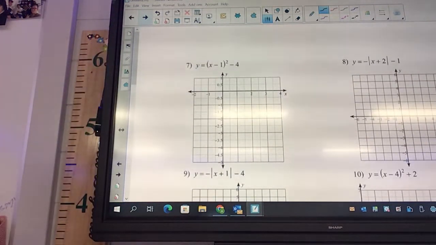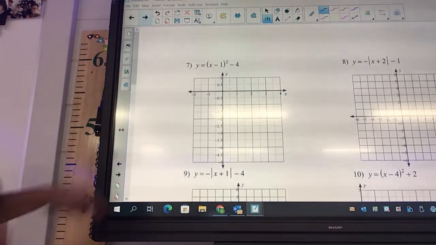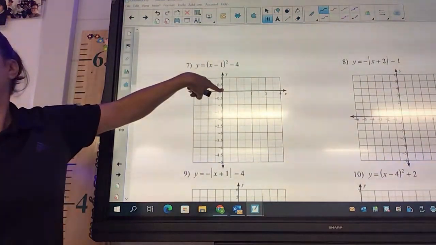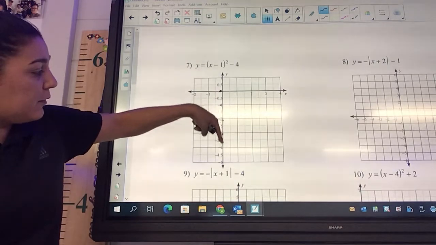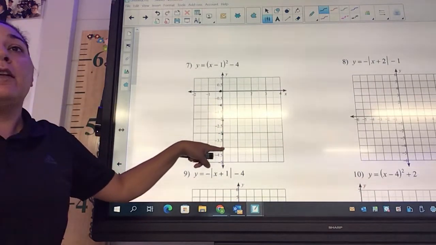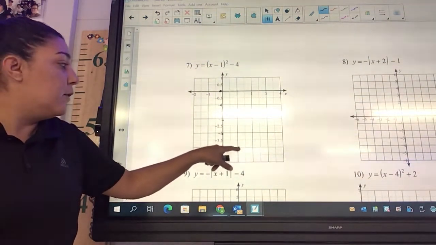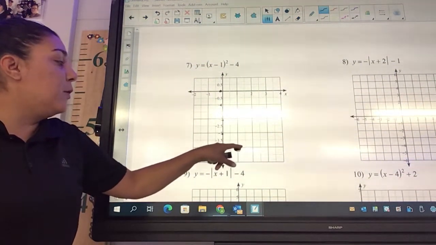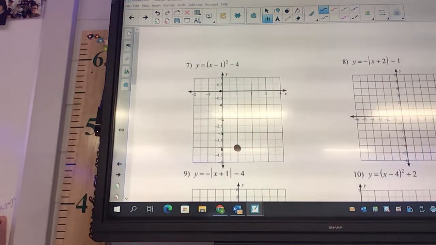Okay, look at 7. If you're not on the same one as me, you need to, so you don't get lost. Is this going to be a V or a U? It's going to be a U. Okay, we start at 0, 0. What does that minus 4 do? Down 4. 1, 2, 3, 4. What does the minus 1 on the inside do? Right 1. Does this graph open up or down? Up. How do you know? Because they don't have a negative sign. Yeah, the negative would be out in the front here.